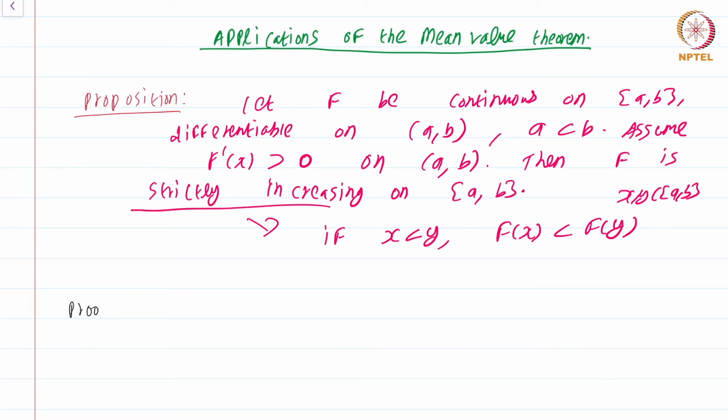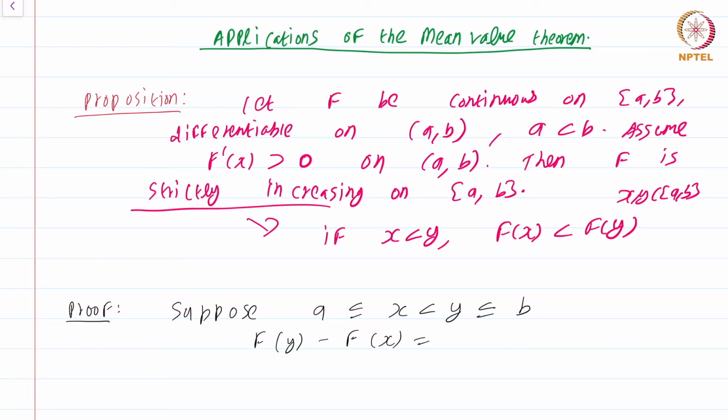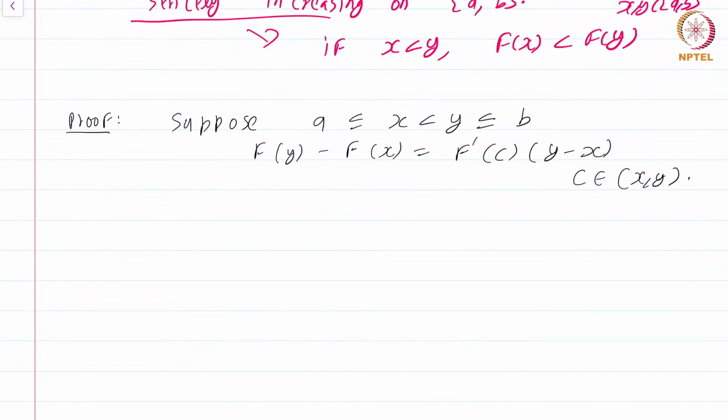Proof. Well, the statement is long and the proof is, I think, maybe even shorter. So suppose a is less than or equal to x, less than y, less than or equal to b. Choose some x, y in the closed interval [a, b]. Then f of y minus f of x is equal to f prime of c times y minus x, where this c is coming from open interval (x, y). This is just what the mean value theorem says.